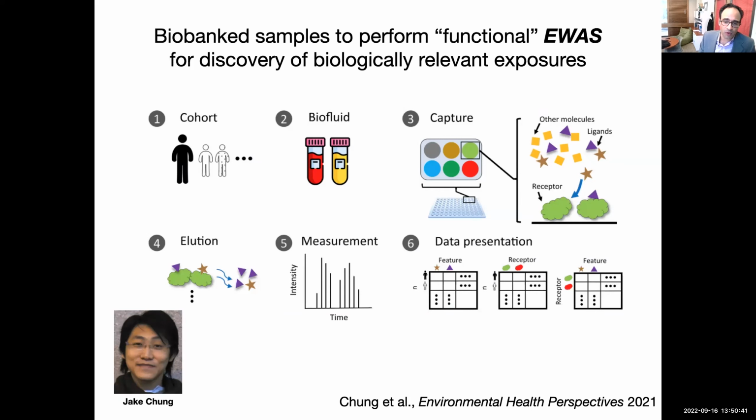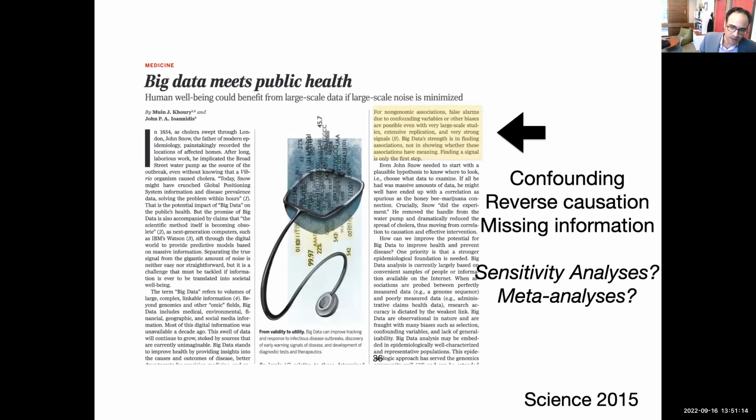So we could do exposures that move beyond, you know, the typical lifestyle exposures that we consider. And here, Jake Chung is proposing a way to assess exposures using ligand receptor binding, a biological assay to get closer to causality or closer to that functional exposure that might induce response. So the idea might be you have something like accelerated or decelerated aging, you also have blood, can you use these functional assays to untangle where exposures, broadly speaking, beyond lifestyle might be correlated with disease.